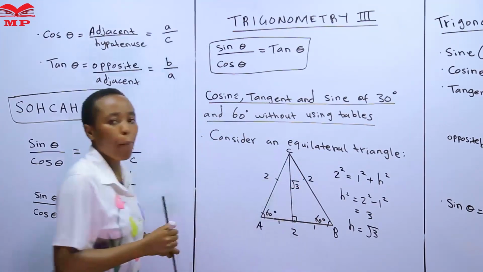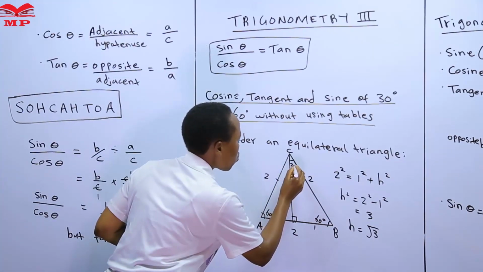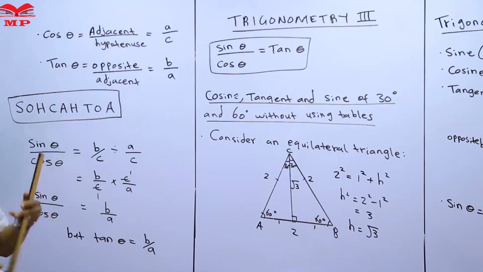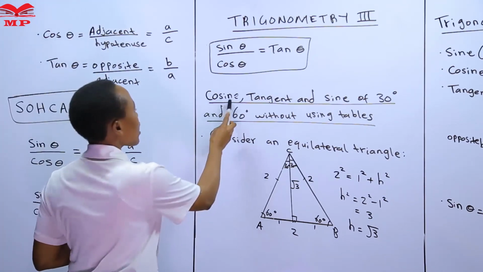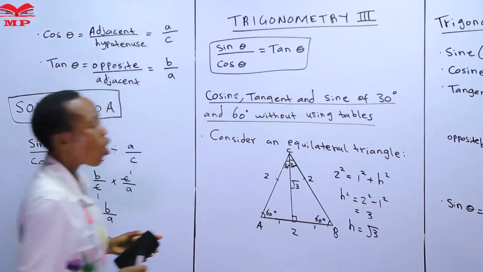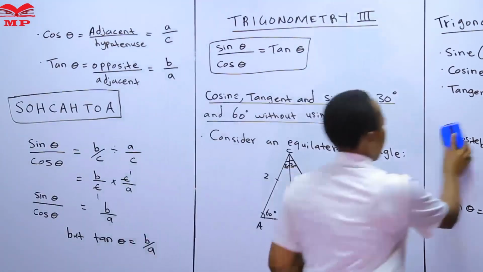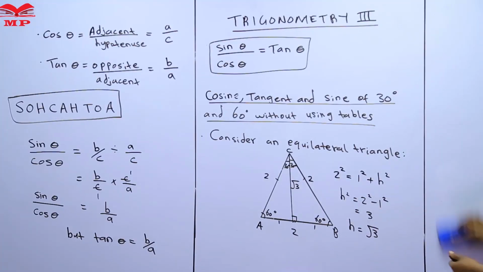This one is the perpendicular bisector. So this angle has been divided into 30 degrees and 30 degrees. So we can use that triangle. It's a special triangle. We can use it to calculate the cosine, the tangent, and the sine of 30 degrees and of 60 degrees, because you can be given such and you are told to find without using the tables.